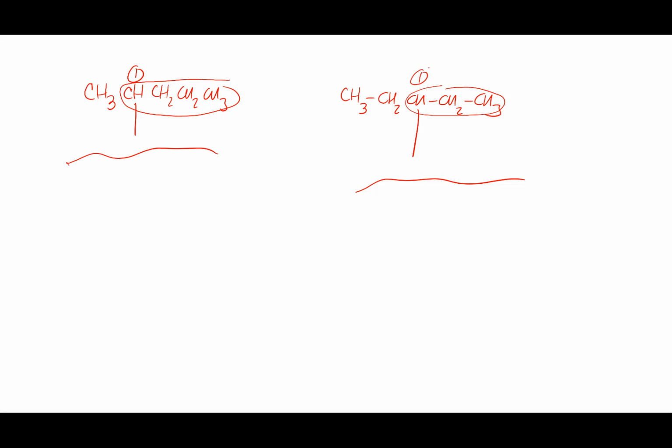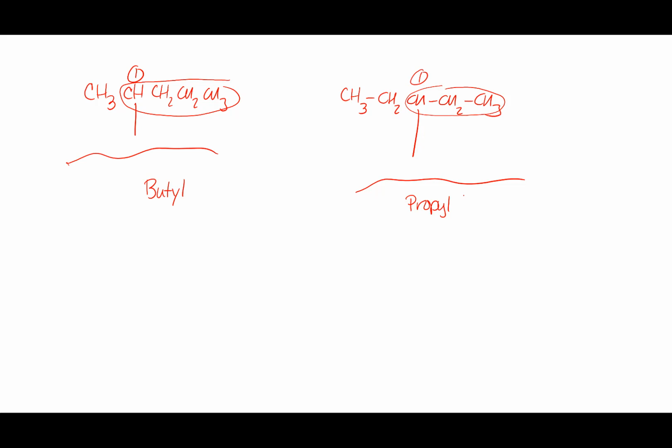All right, so we number at the attachment point, and we find the longest chain. Now I'm going to name this exactly the same way as I just named my alkane, except it's not an alkane, it's an alkyl group. So this group then is a butyl group, because 4 carbons in the alkyl group make it a butyl group. This one over here is a propyl group.